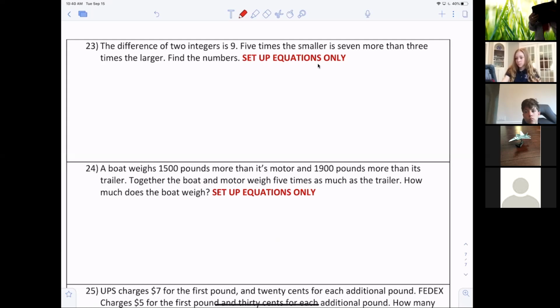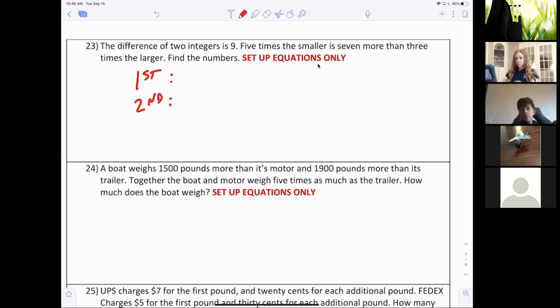So we're going to label them what? Yeah, we're going to label them 1 and 2. Here's your first number. Here is your second number. Now, trust me, this is difficult. So, Oscar, what did you put for the first number? All right, I agree. The first number is X. Now, be careful. The second number is probably going to be what? X plus 9.